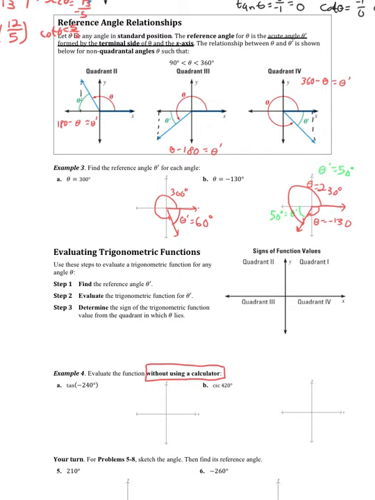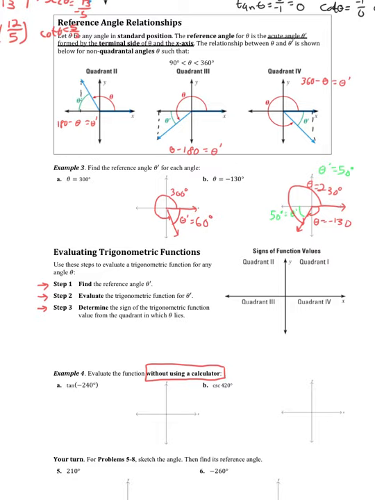So the first thing we want to do, step 1, find the reference angle. And we already know what the x and y values are, if they're positive or negative, which quadrant they're in. So that's going to help us. And we're going to evaluate the trig function for the reference angle. And then the third part is to determine the sign for the trig function.